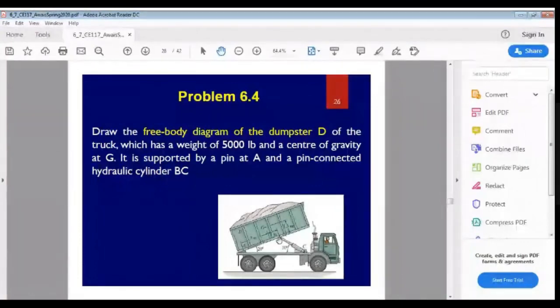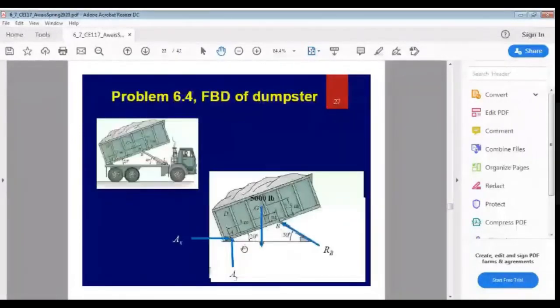Okay. So now let's draw the free body diagram of this dumpster. So first of all, isolate this dumpster and remove all the supports. What are the supports to this? The hydraulic cylinder and this pin ended connection at point A. So only draw this dumpster. Okay. Then show the applied force. In this case, the applied load is the total weight which is acting through the center of gravity of magnitude 5,000 pounds. Then there is a pin support at point A.